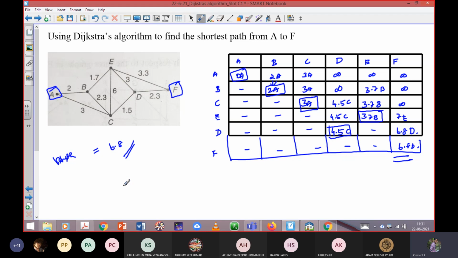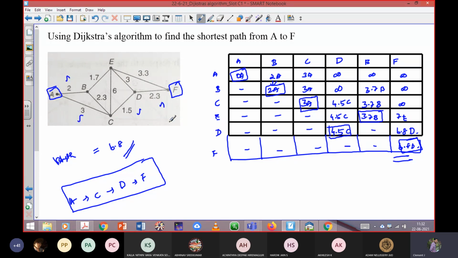So here, choosing the path. So F, preceding vertex. D. Okay. So next. So C. D means in your D row, what is the C? Very good. Okay. Next in C. A. Very good. That's it. Problem is completed. A, C, D, F. Yes. A, C, D, F. You can check the value.